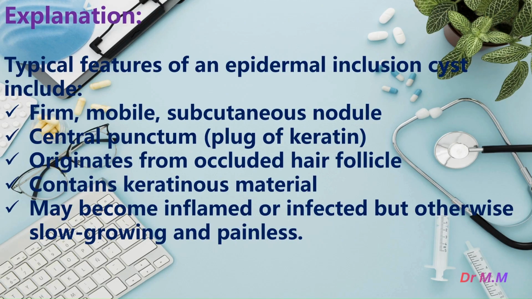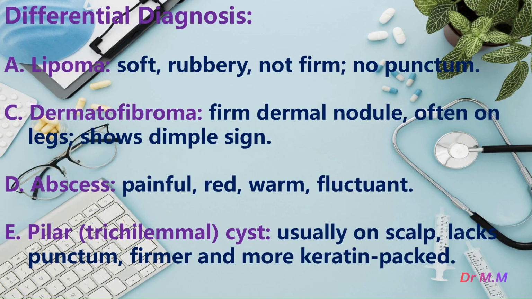Explanation. Typical features of an epidermal inclusion cyst include a firm, mobile, subcutaneous nodule, central punctum, and plug of keratin. It originates from an occluded hair follicle, contains keratinous material, and may become inflamed or infected, but is otherwise slow growing and painless.